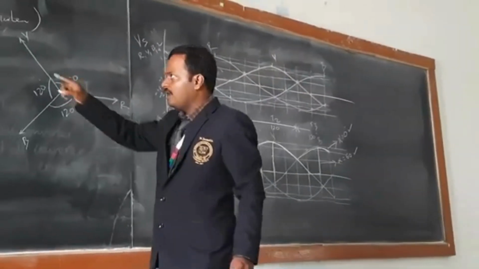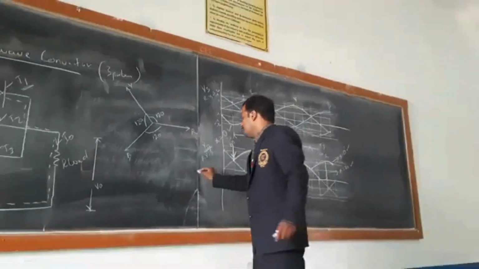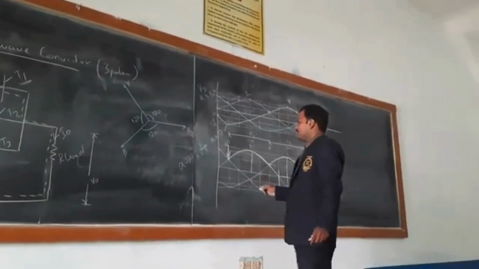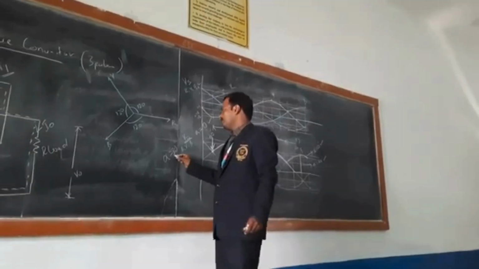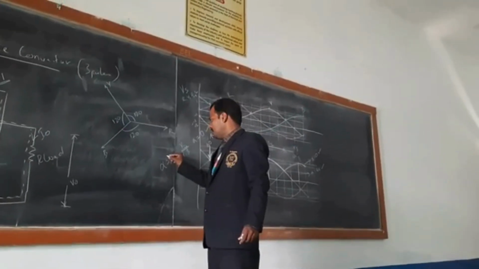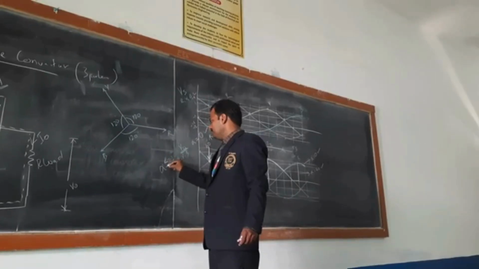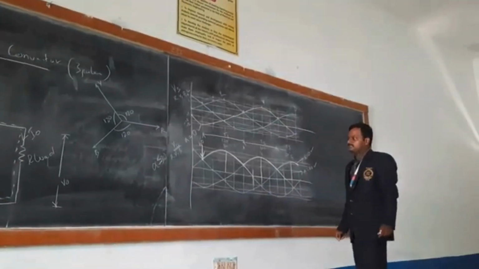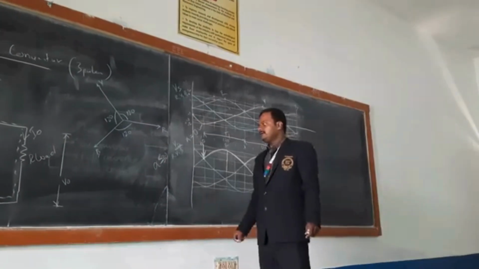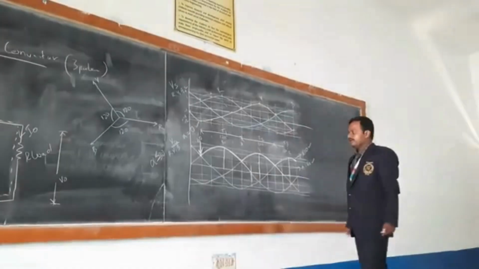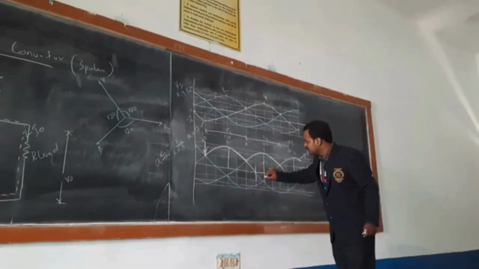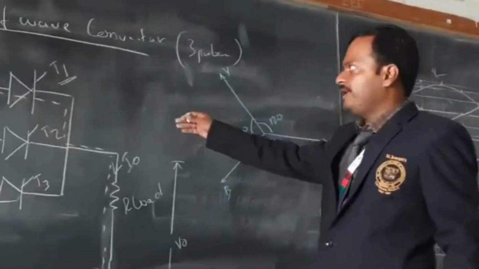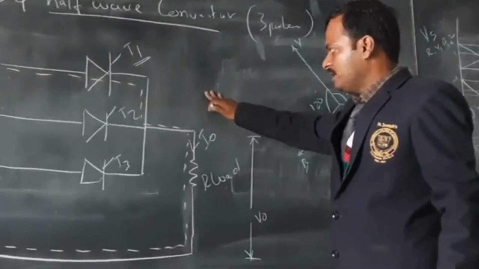For the resistive load of the half wave controlled converter, up to alpha equal to 30, that is, less than or equal to 30, we can get a continuous output voltage. For alpha greater than 30, we are getting a discontinuous output voltage.